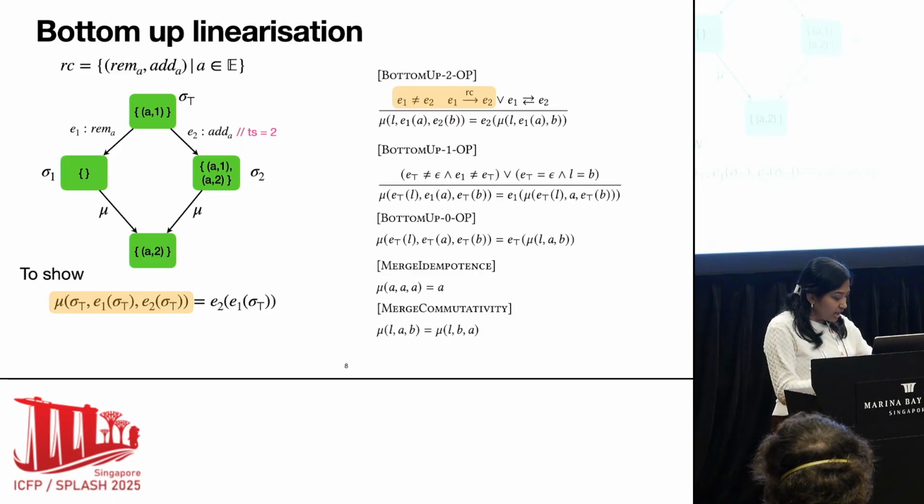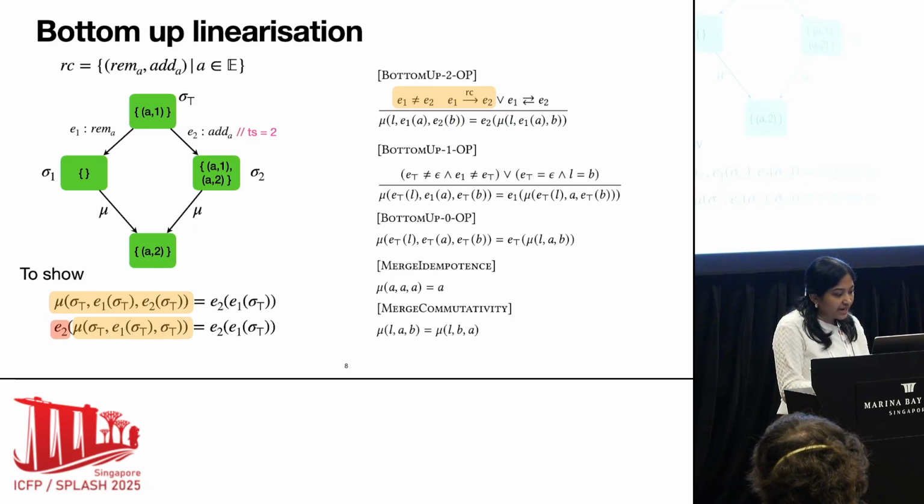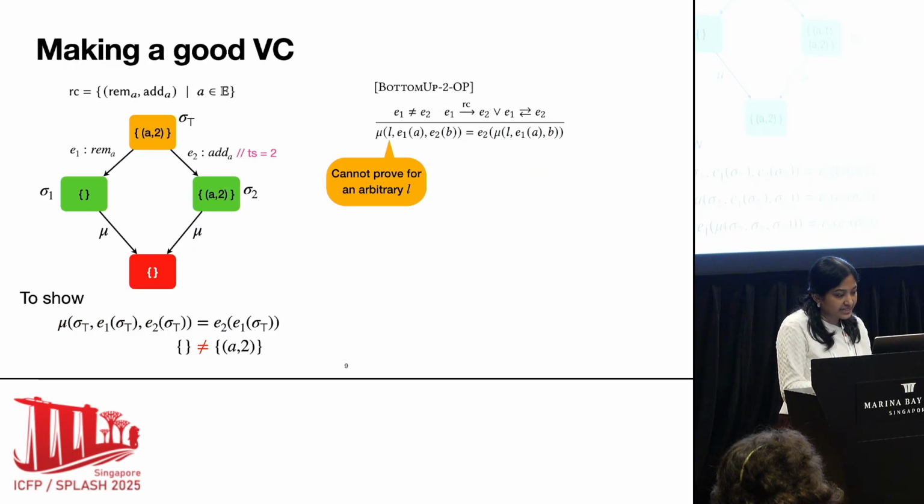So, let us walk through how we build the linearization for the sample execution. Here events E1 and E2 are 2 local conflicting events, and according to the conflict resolution policy, E1 should be ordered before E2. So, we apply the bottom up 2-op rule and we peel off E2 from the argument, and now we have to prove this. Now, only E1 remains on replica 1, and then we can apply the bottom up 1-op rule and peel off event E1. Now, only LCA events remain, and now we can apply the merge idempotence to obtain the correct linearization.